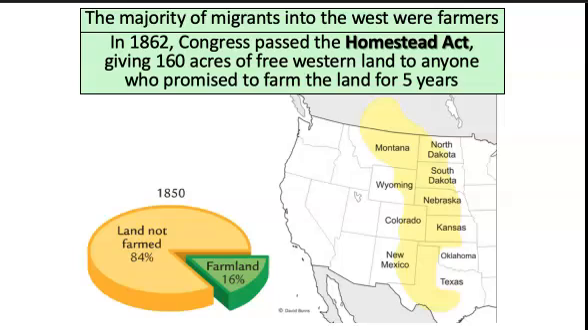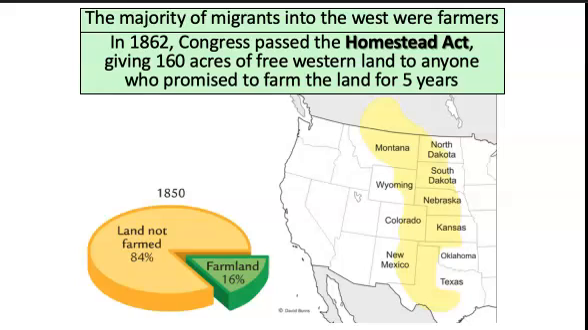Now, this push westward really began during the Civil War. In 1862, Congress is going to pass one of the most significant laws, in my estimation, in history, and that's the passage of the Homestead Act. Now, what this does is the Homestead Act gave 160 acres of land free to anyone who promised to farm the land and what we call improve the land for 5 years.